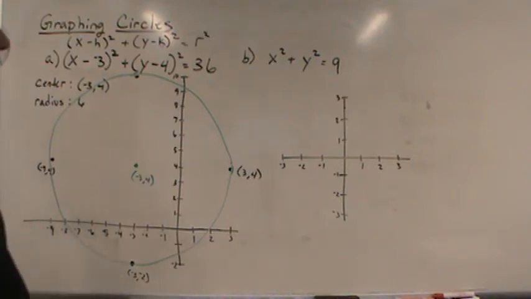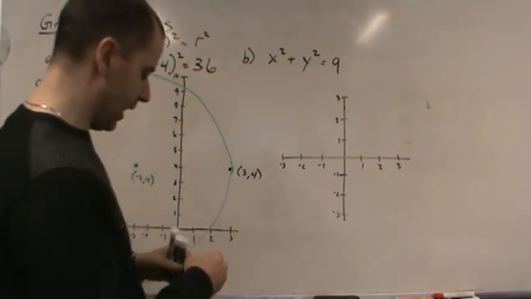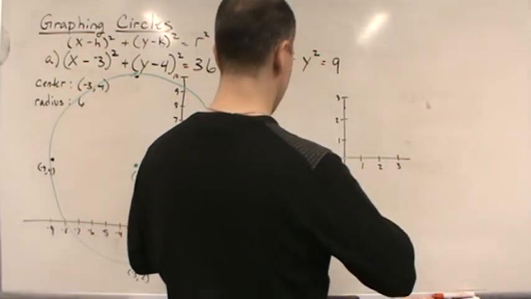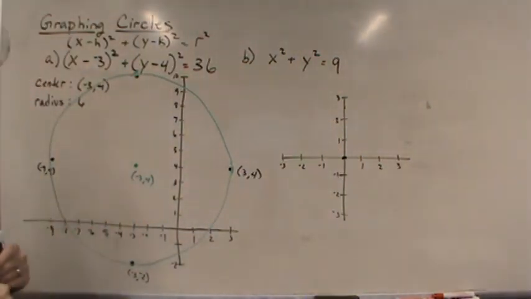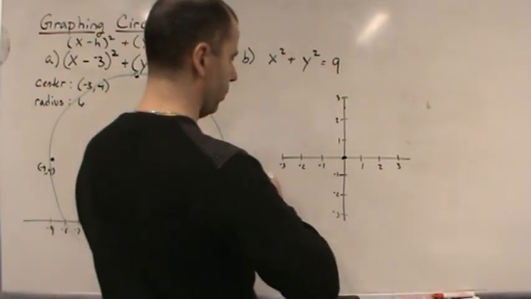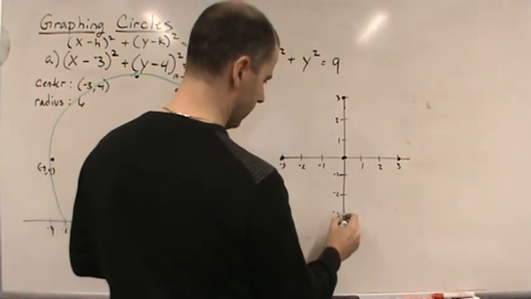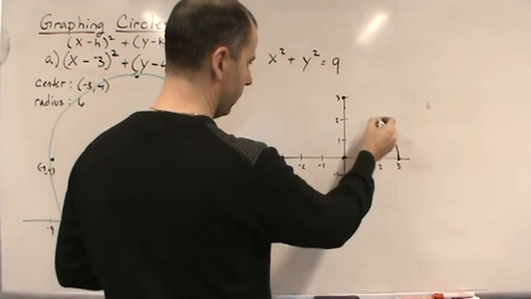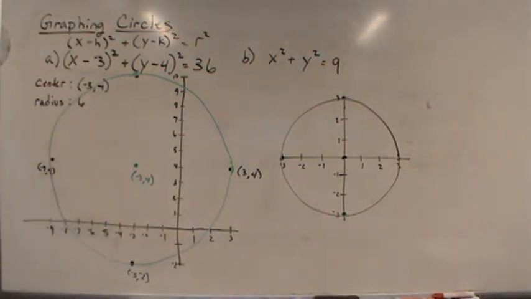Now what about this one? Here, where is this centered? Well, h and k must both be 0, so it's got to be centered at the origin. And the radius is 3, right? So in this case, we're going to go 3 units this way, 3 units this way, 3 units this way, and 3 units this way, and then we just want to connect the dots with a nice smooth curve. And that's it. That's how you graph these using the center-radius form of the equation of a circle.